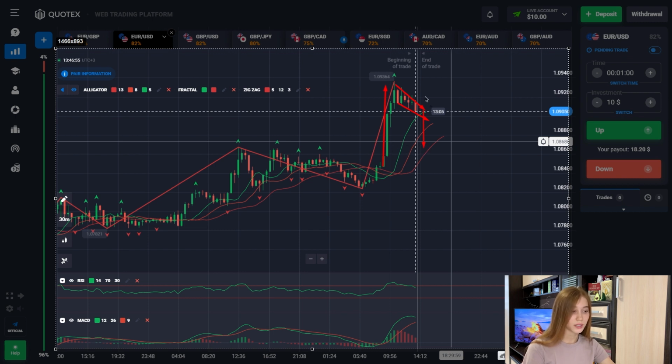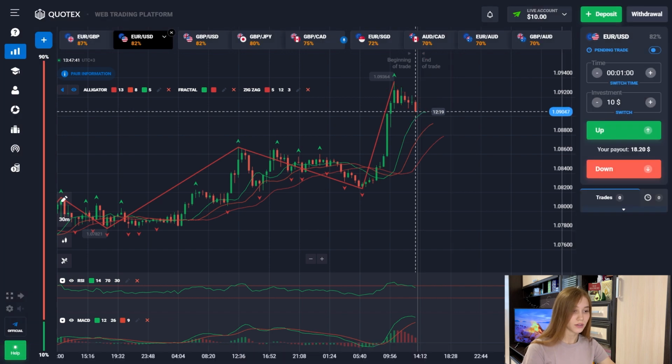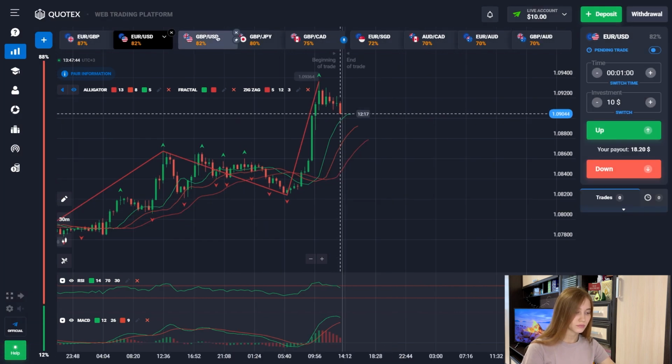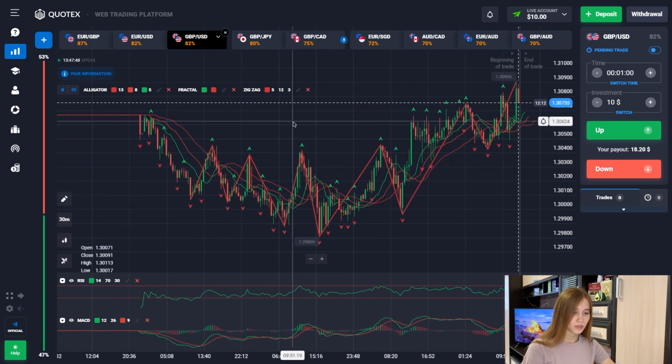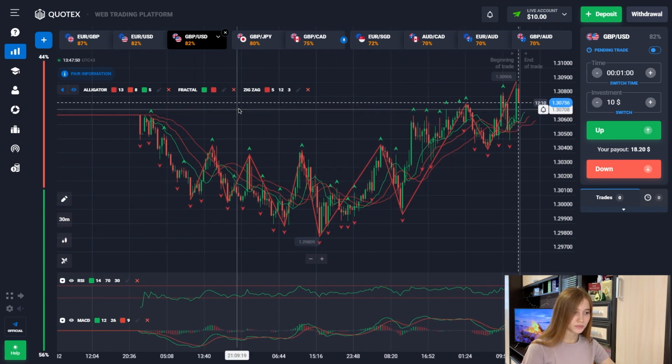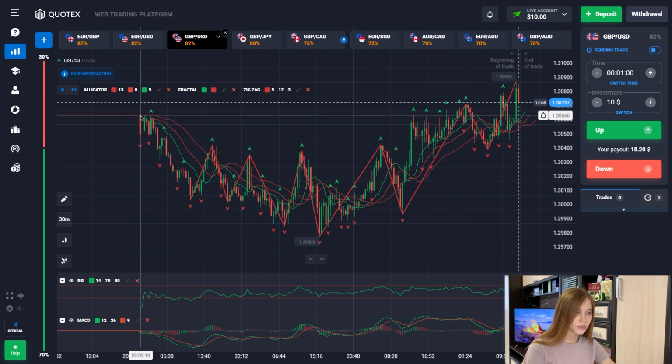In any case, we may have a sharp drop. This is highly expected and it's more profitable to open from this position down along the trend, because I doubt that the price can go higher. And let's move on and look at the next currency pair.